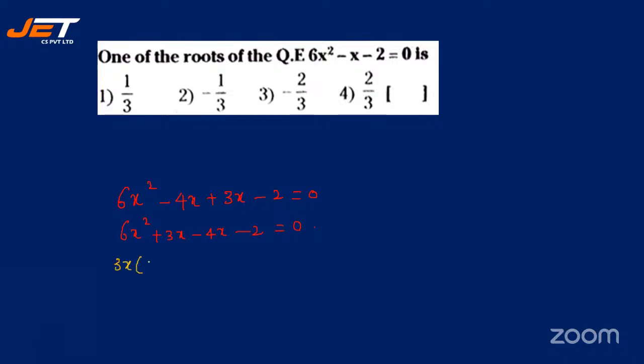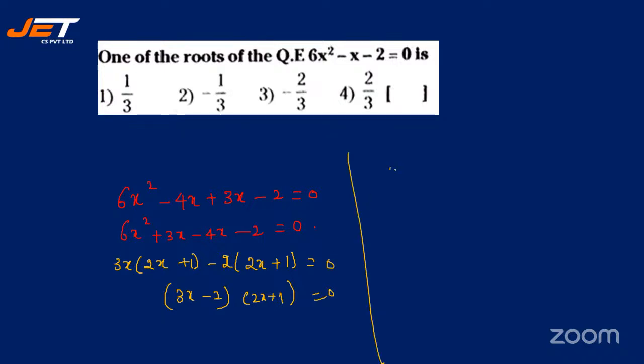We'll take 3x outside. 3 2s are 6 plus 1 minus 2 into 2 2s are 4 minus into plus minus. So it is (3x minus 2)(2x plus 1) equal to 0. Now 3x minus 2 is equal to 0, so 3x is equal to 2, x is equal to 2 by 3. 2x is equal to minus 1, x is equal to minus 1 by 2.